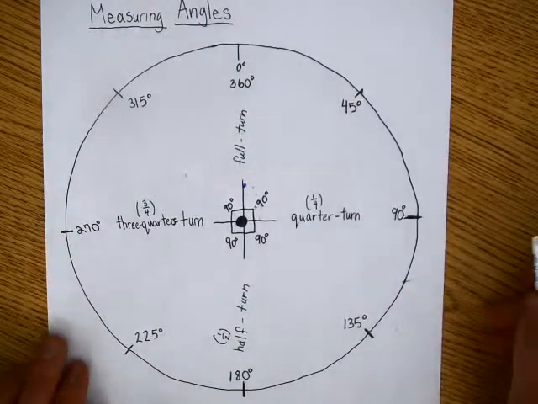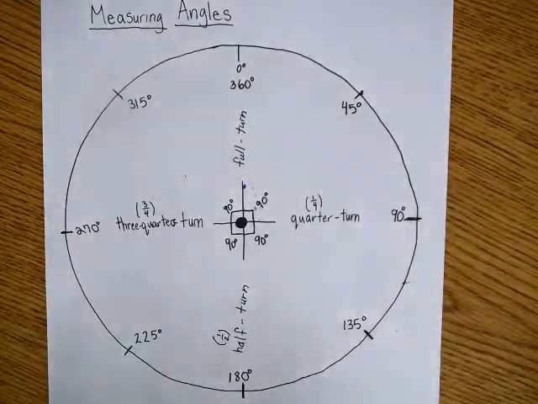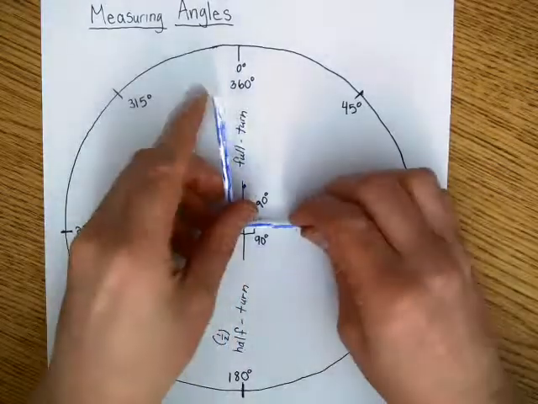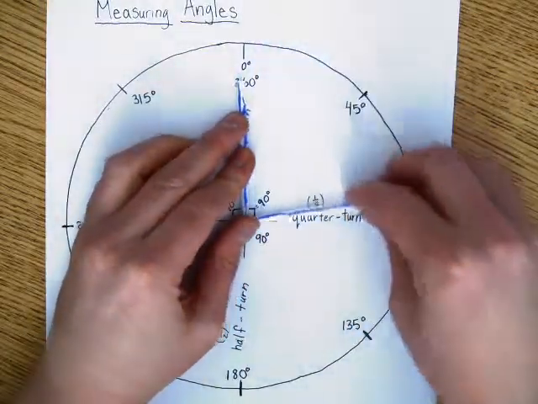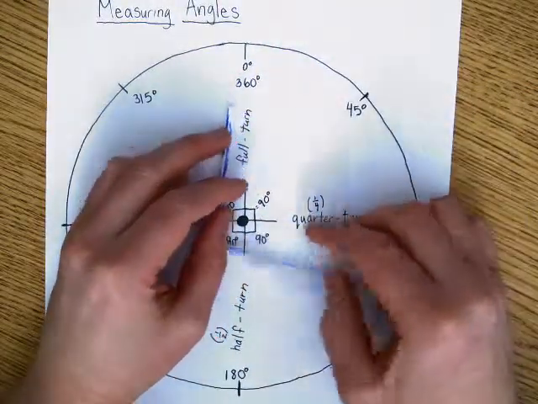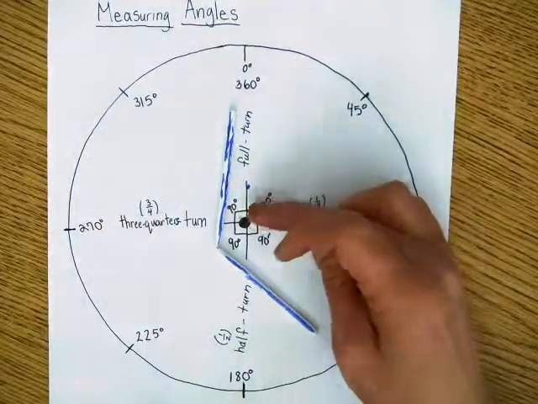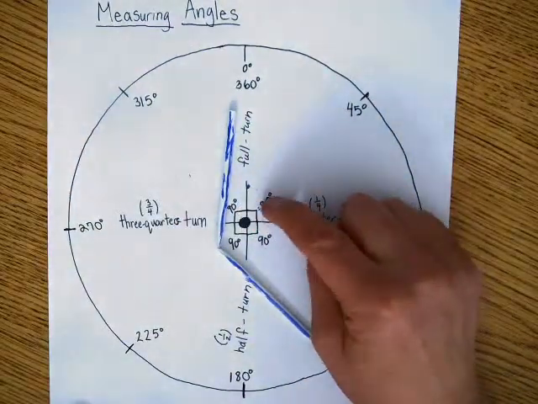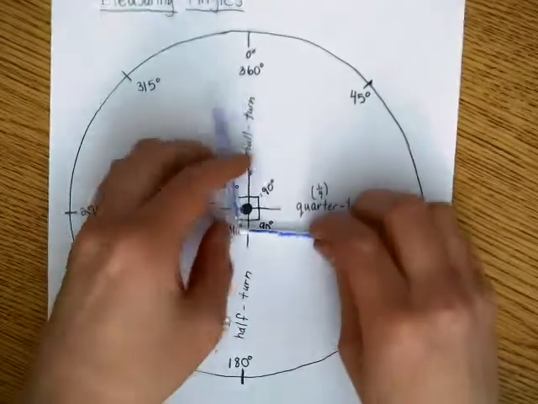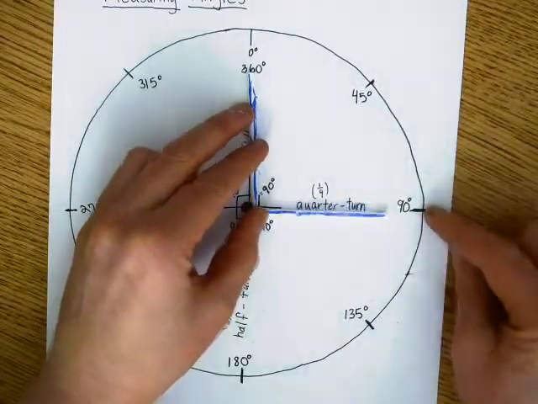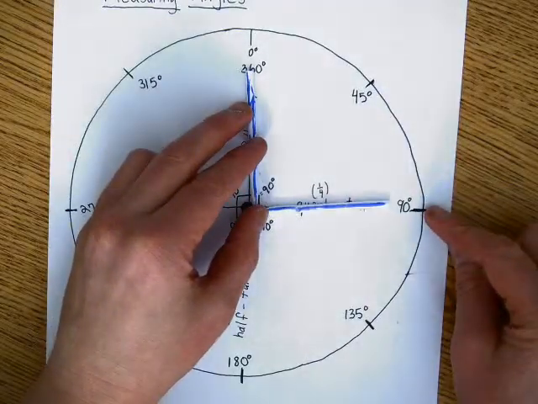Okay, so today we worked on measuring angles, and we talked about how a quarter turn, which goes from here to here, is equal to 90 degrees. Okay, it creates a right angle in here, and right angles equal 90 degrees. So this would be shown on a circle with a 90-degree mark out here.